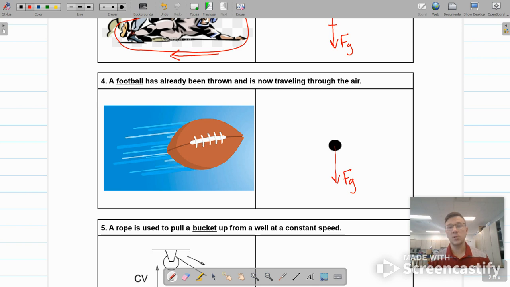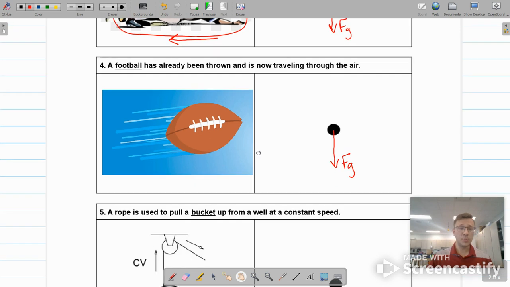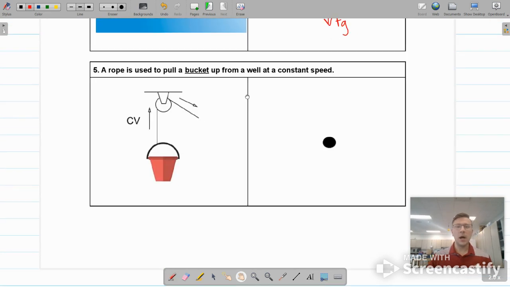There's no normal force here because it's not in contact with a surface. Air resistance would be present. Of course, that would be in this case probably multiple directions depending on the trajectory of the football. But in the case of neglecting air resistance, as we do a lot, then it would just be gravity acting on the football. Gravity will always point directly down.